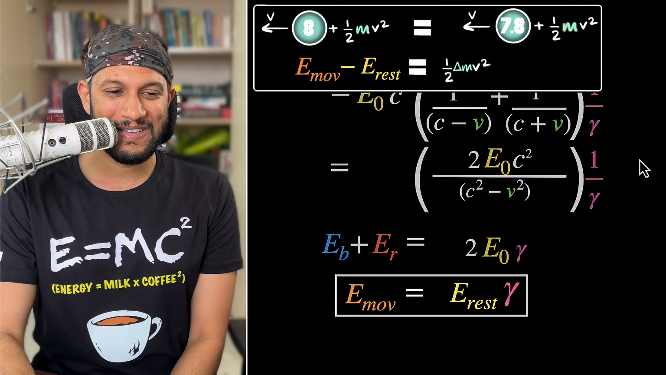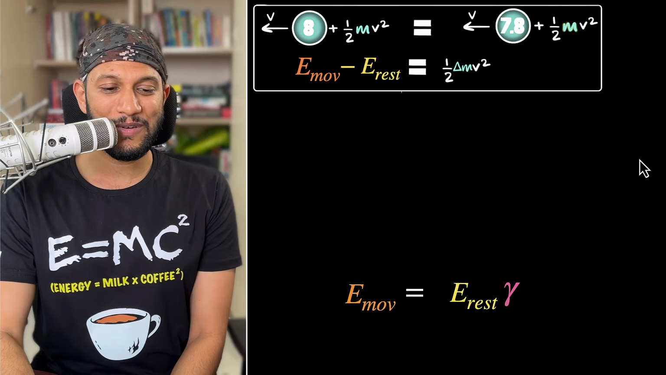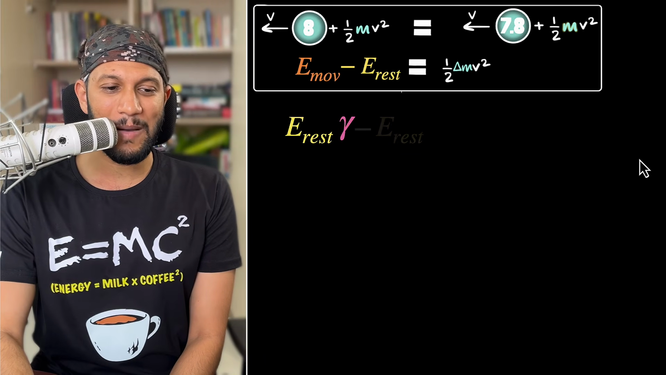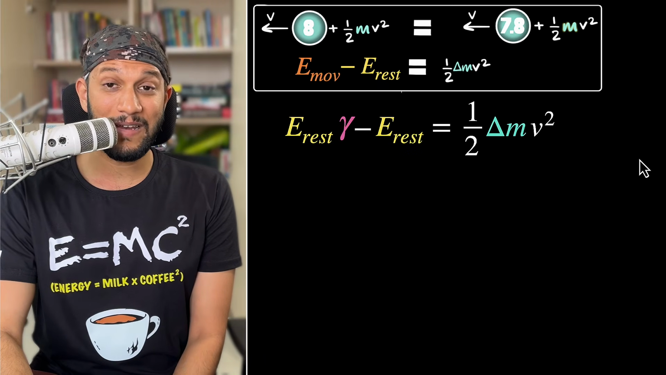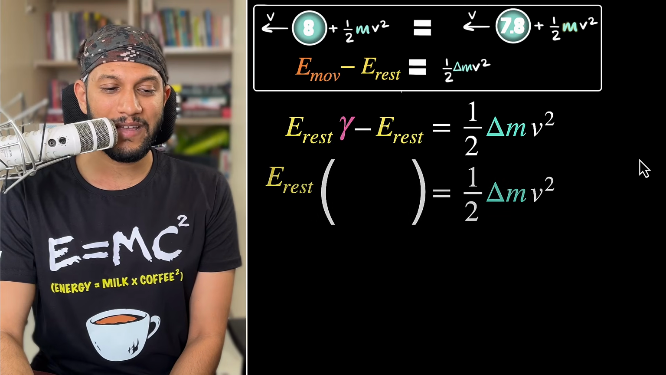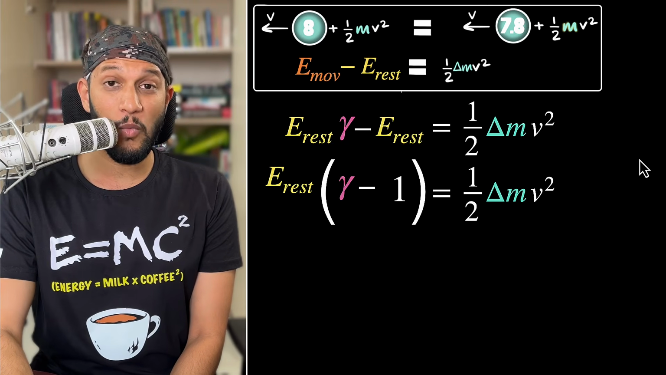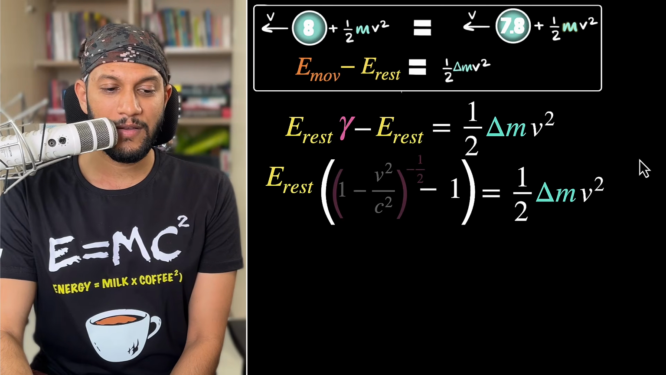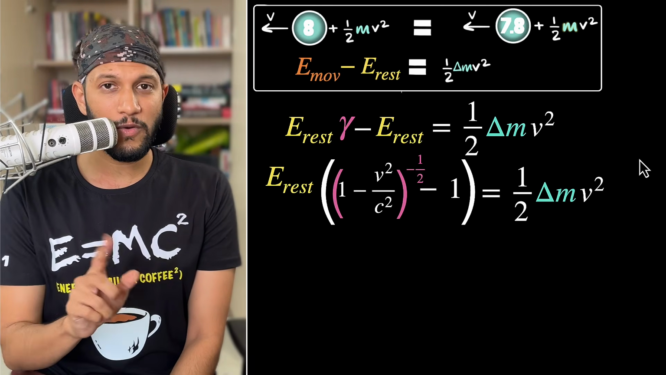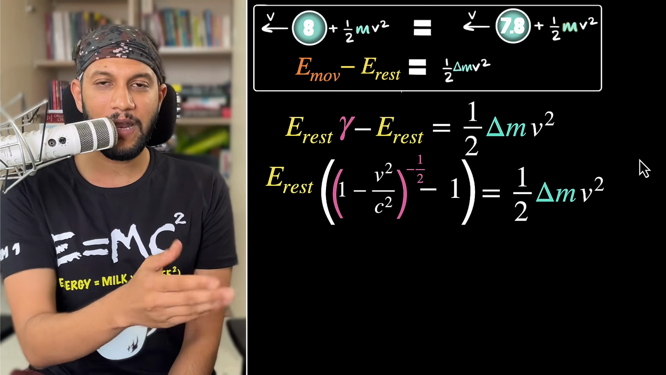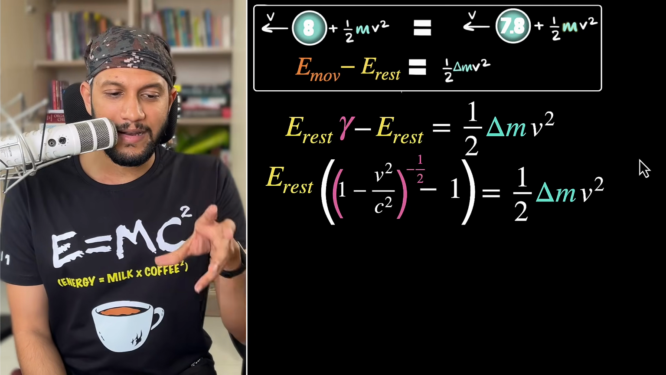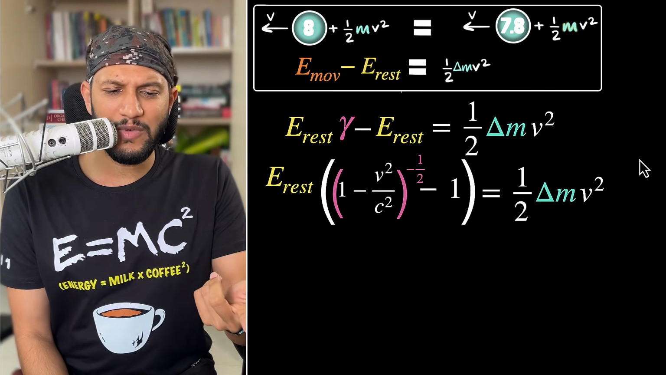Here goes. So if we substitute, the energy from the moving frame is E rest times gamma minus this equals half delta m v squared. And so if we take E rest common, we'll get gamma times 1 inside the bracket. And gamma is basically, remember, 1 over root of 1 minus v squared over c squared, but I can write that as 1 minus v squared over c squared to the power minus half. All right, how do we go forward? Einstein, how do we simplify this?